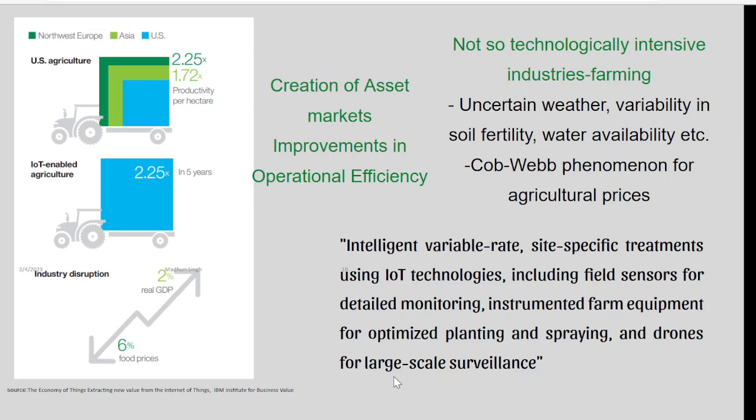So here we have seen the creation of asset markets and improvements in operational efficiency. You can see in the graph, which is again taken from the IBM report, that relative to Northwest Europe, Asia, and the US, productivity per hectare was low. But if IoT enabled agriculture is used, then the productivity will be multiplied by 2.25 times. And for industry disruption, the bottom most part, the real GDP will increase by 2% and the food prices will decrease by 6%.